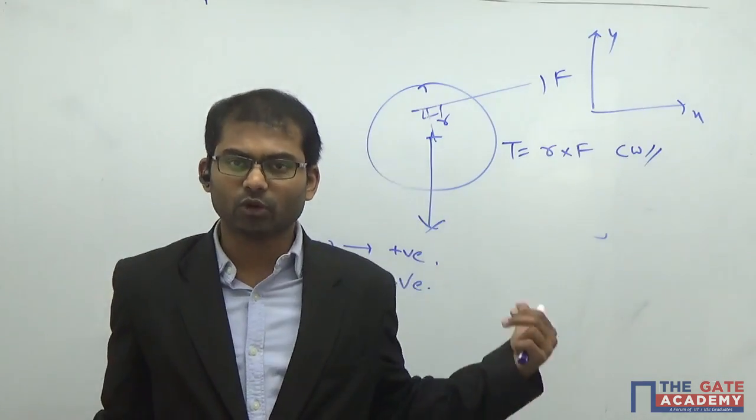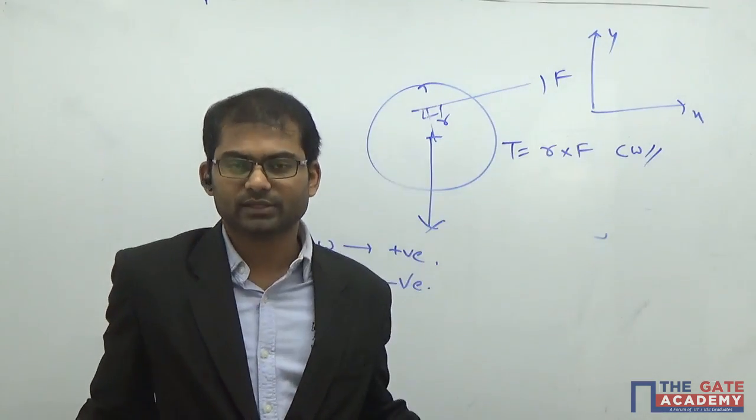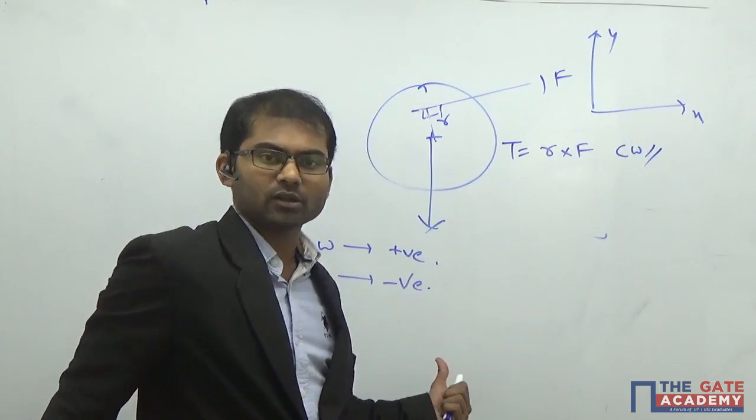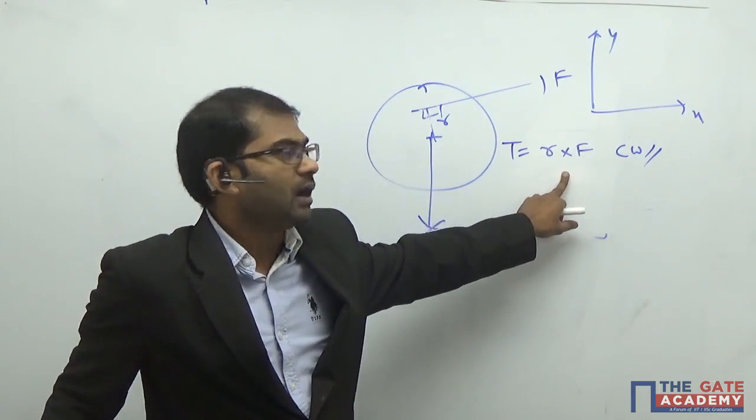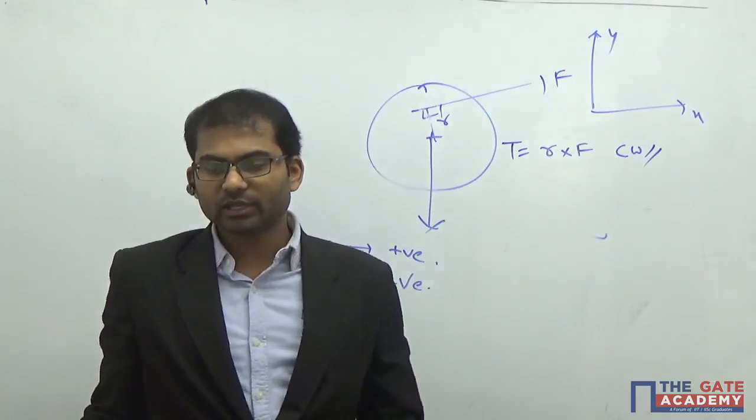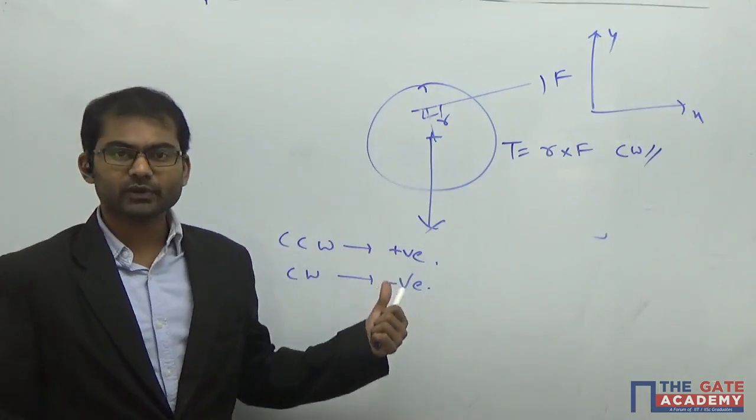So the turning effect is quantified in terms of magnitude and also direction. Direction is in terms of clockwise or anti-clockwise. Magnitude is given by this value, r into F. Got it? Clear to all? Understand? So this is the concept of torque.